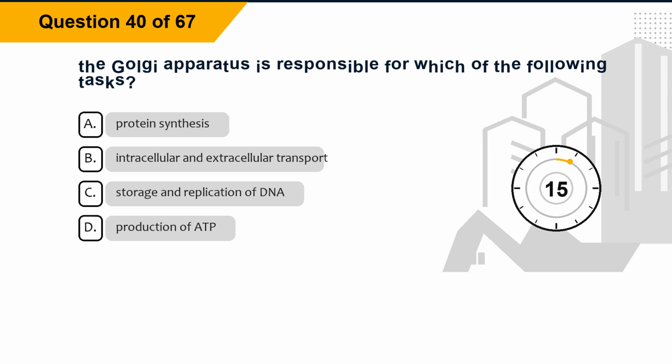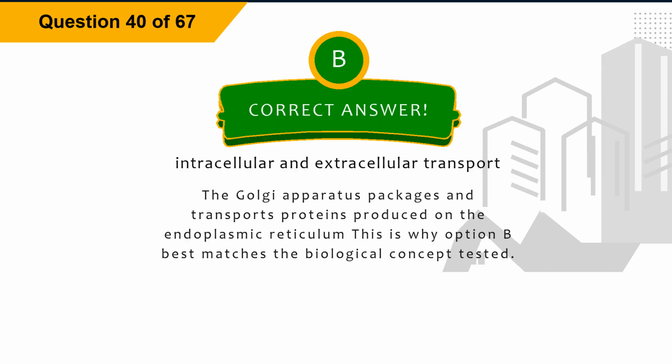Question 40. The Golgi apparatus is responsible for which of the following tasks? Option A, protein synthesis. Option B, intracellular and extracellular transport. Option C, storage and replication of DNA. Option D, production of ADP. The correct answer is option B, intracellular and extracellular transport. Explanation. The Golgi apparatus packages and transports proteins produced on the endoplasmic reticulum. This is why option B best matches the biological concept tested.